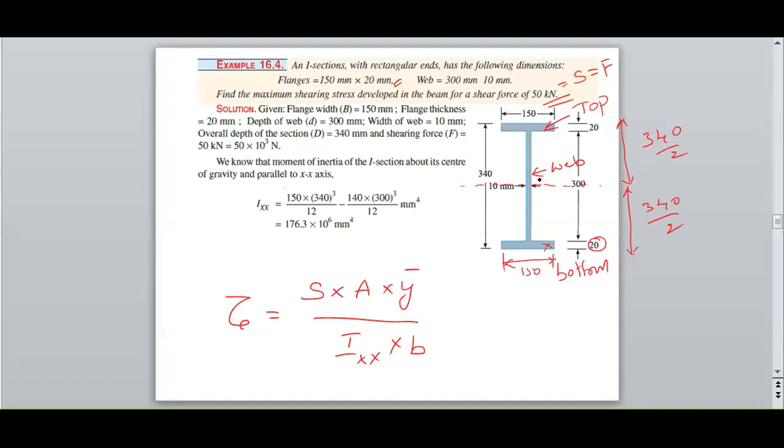So I will get a distance of this, the centroid, and I need to find out the moment of inertia for this centroid, that is a global centroid, which we will call the neutral axis. Now, at the neutral axis, I need to find out the moment of inertia.